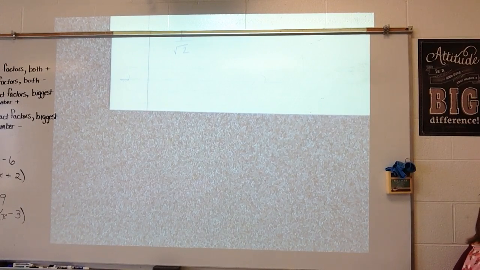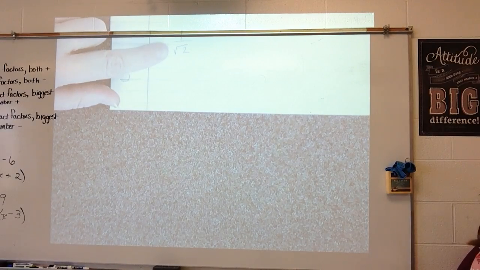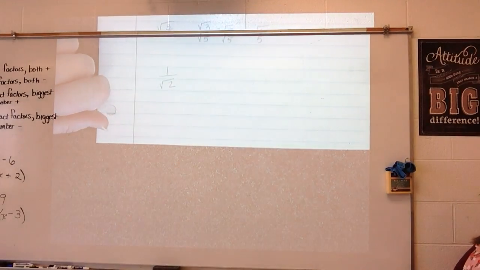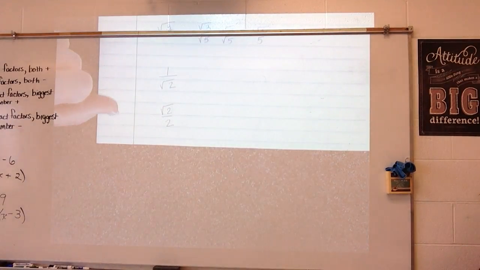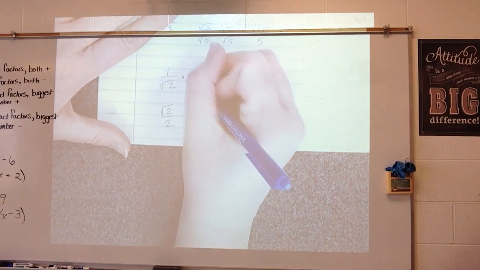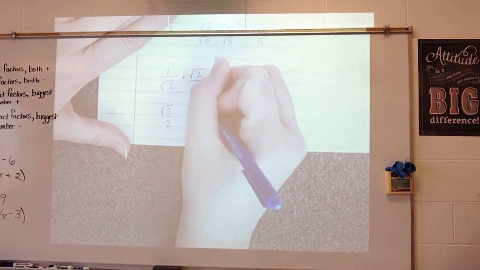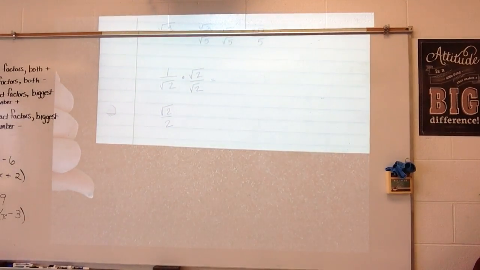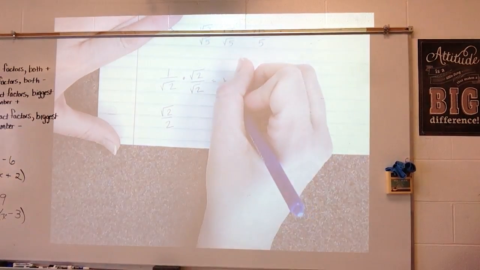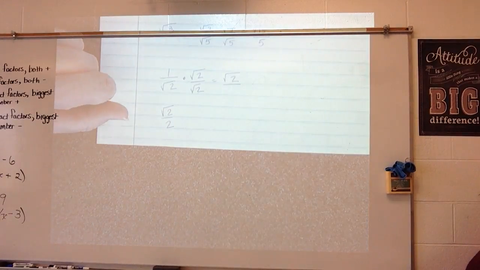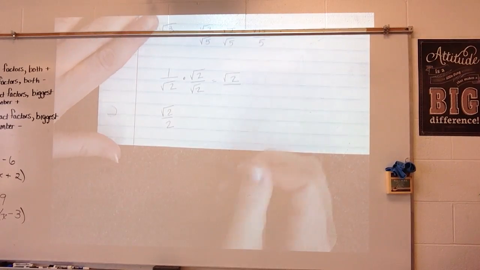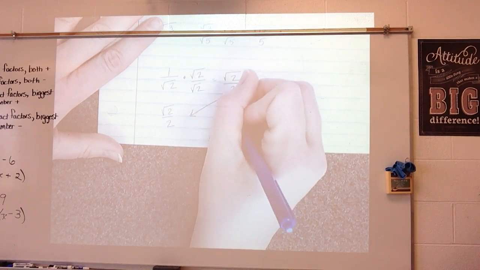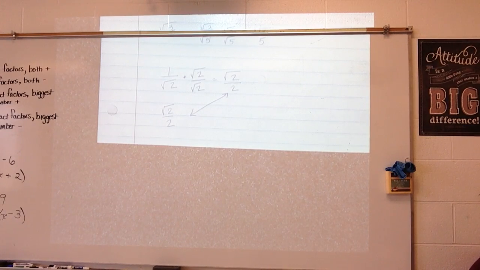Alright? Well, let's look at this. So, he got 1 over the square root of 2. She got the square root of 2 over 2. Let's multiply everything by the denominator. 1 times the square root of 2 is the square root of 2. The square root of 2 times the square root of 2 is the square root of 4, which is 2. They have the same answer.